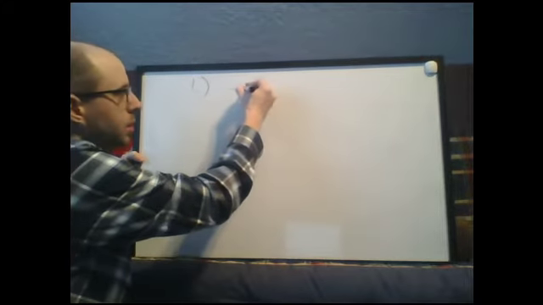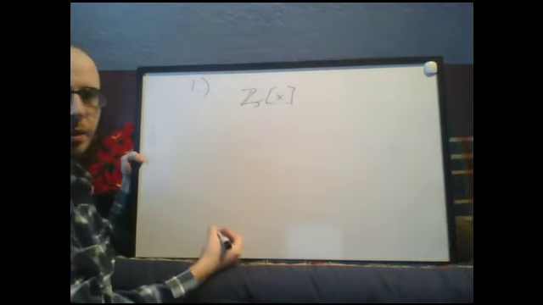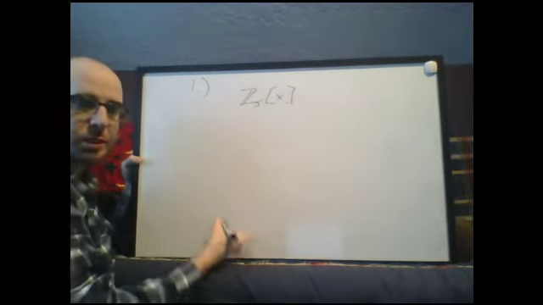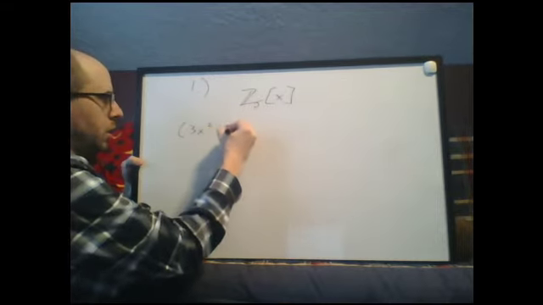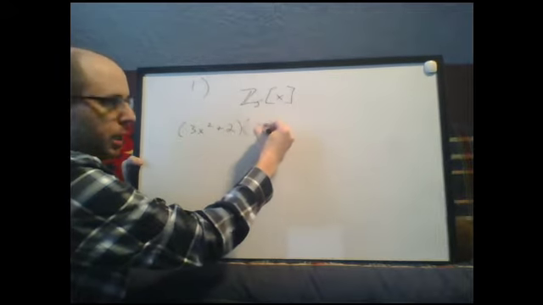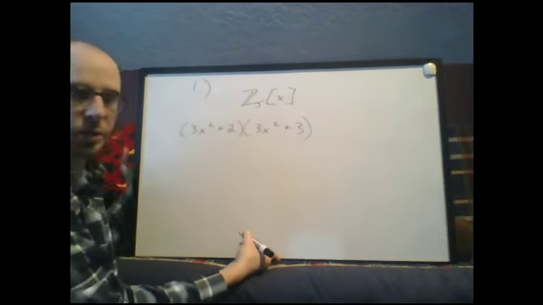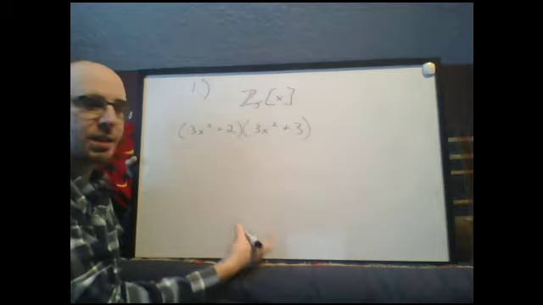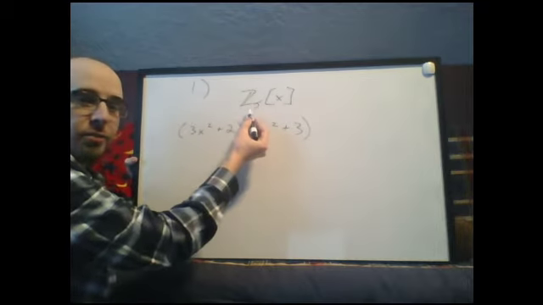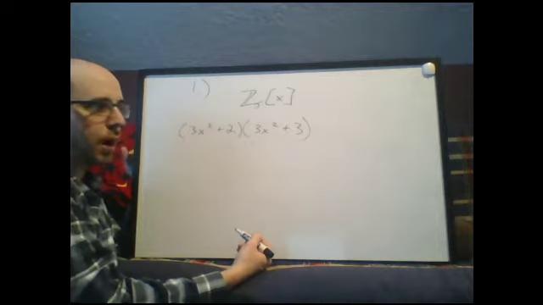So problem 1, we're working in the ring Z5[x], the polynomial ring with Z5 coefficients. We want to compute the product (3x^2 + 2) times (3x^2 + 3). So this is just like ordinary polynomial multiplication, except our coefficients are elements of Z5. So when we're multiplying numbers and adding numbers, we're doing it all mod 5.